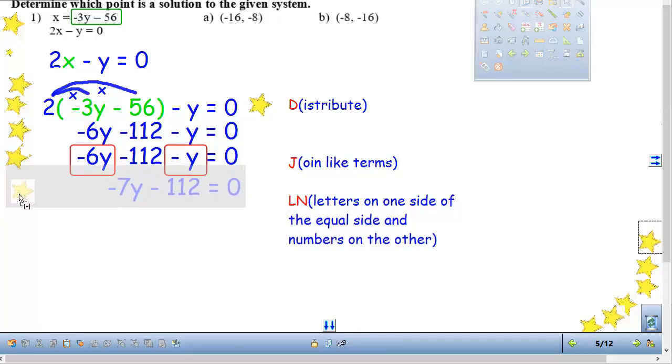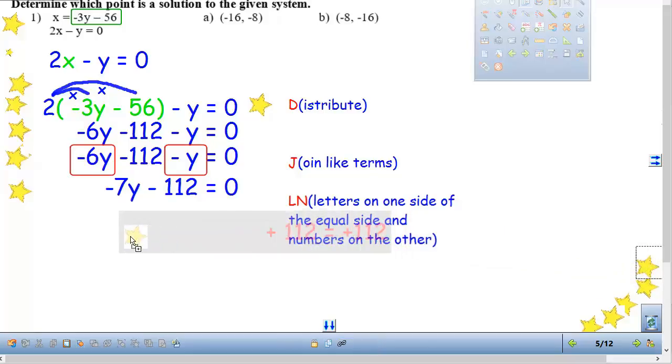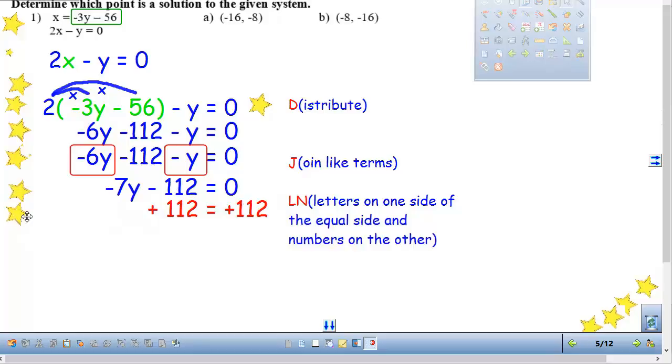And once I do that, now my equation is going to be negative 7y minus 112. Remember, we didn't do anything with that number, so it just drops down. And then still equal to 0. The next step in simplifying this equation and solving for my letter is to put letters on one side of the equal sign and numbers on the other. So I'm going to go over here, and the first step in doing that is to add the 112 to each side.